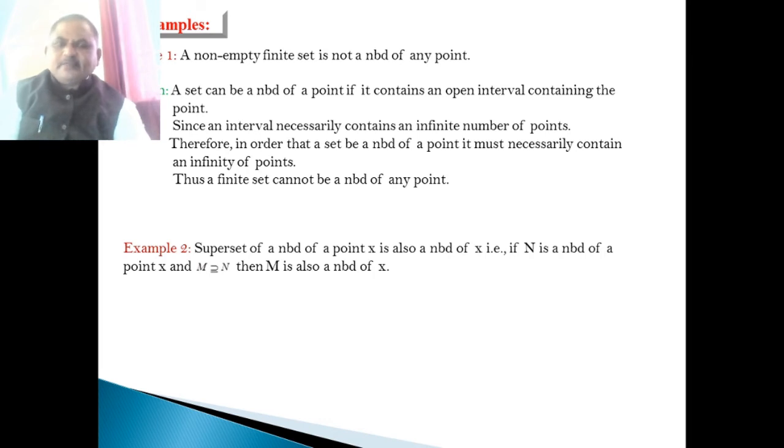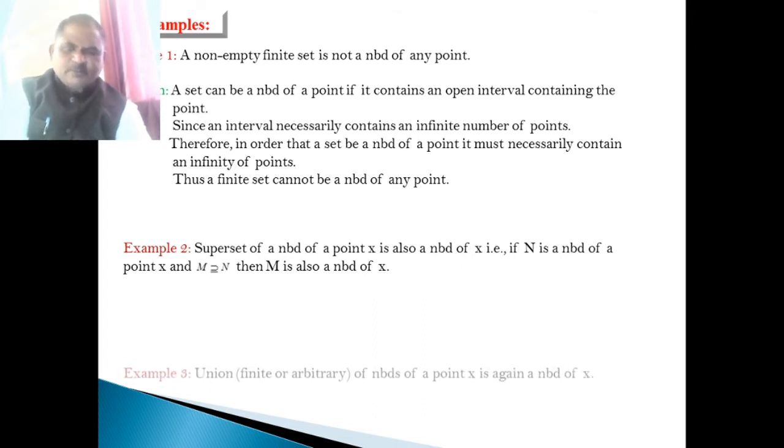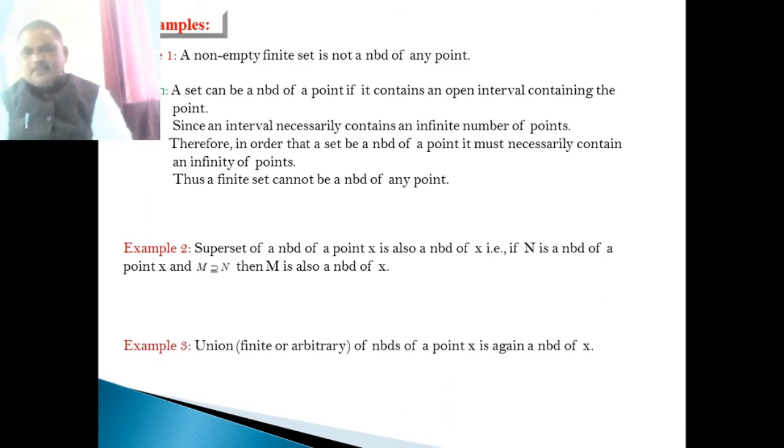But x is an arbitrary point of the set N, means M is a neighborhood of each of its points, means a superset of a neighborhood of a point x is also a neighborhood. Another example: the union, finite or arbitrary, of neighborhoods of a point x is again a neighborhood of x.